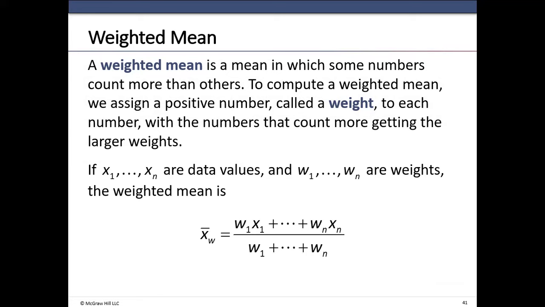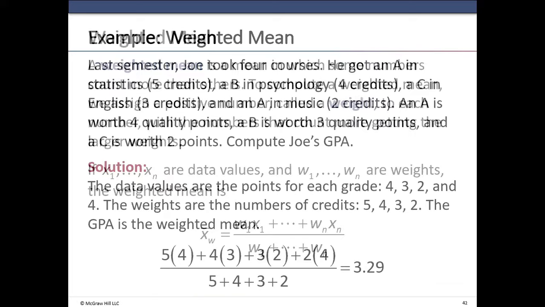If X1 through Xn are data values and W1 through Wn are the weights, the weighted mean is given by W1 times X1 plus W2 times X2 plus W3 times X3, etc., up to Wn times Xn, assuming there are n weights and n numbers from X1 through Xn. N can be any value. Again, this is the formula for the weighted mean, but we will use the calculator as I will tell you.